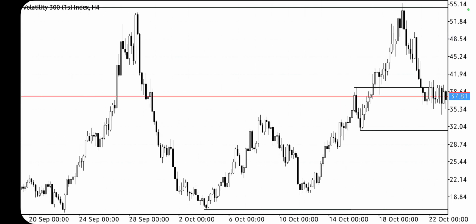So that is that for Volatility 300 (1s) index. That is all for the analysis.